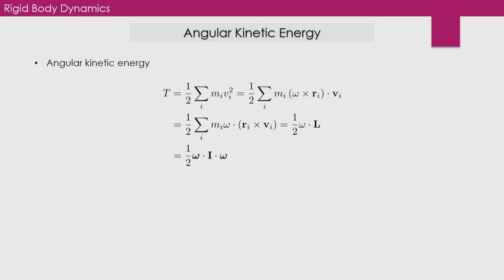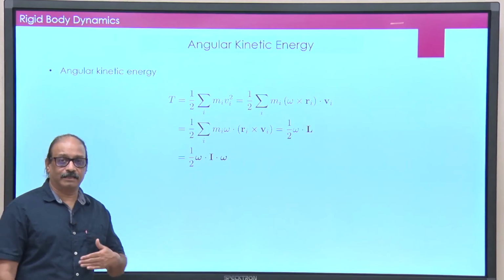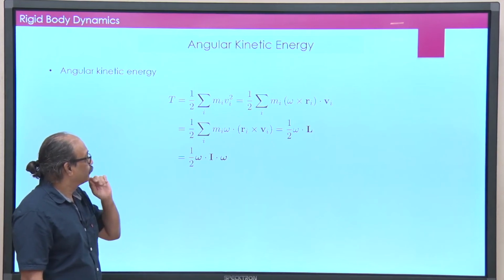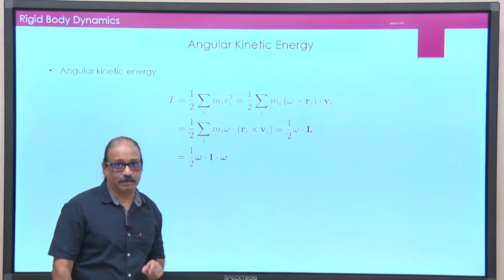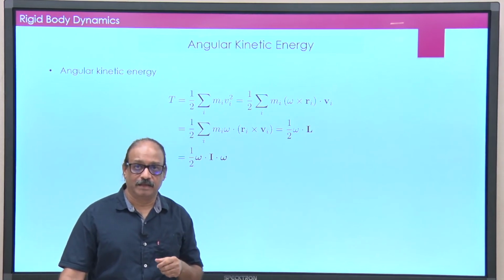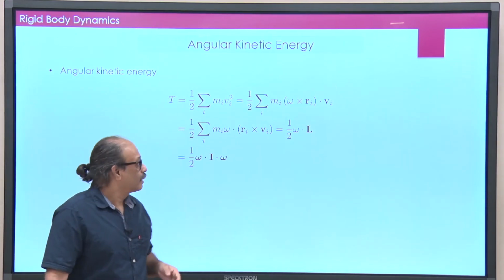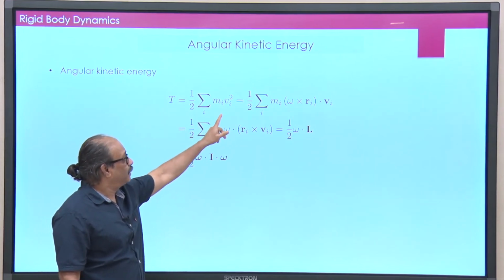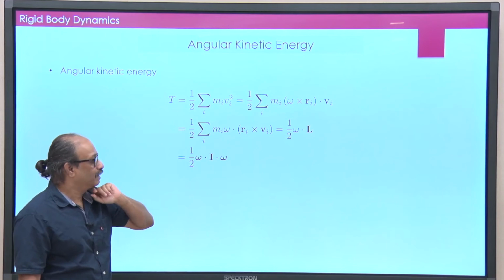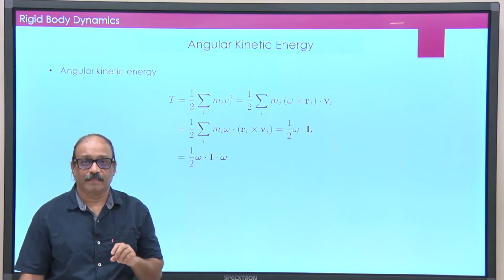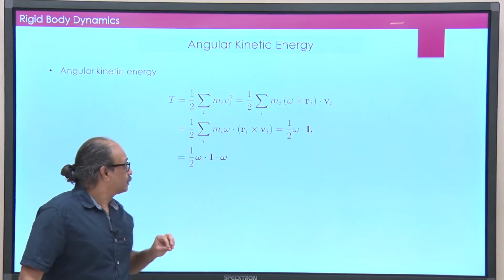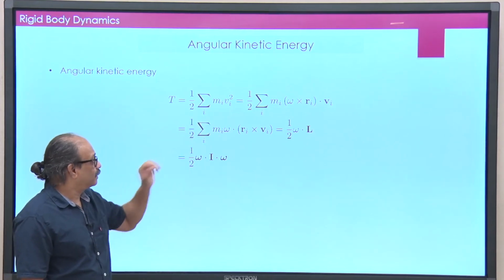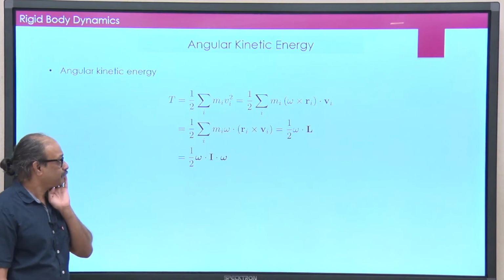So, kinetic energy, of course, in the same way that we calculated the angular momentum, the angular kinetic energy would be a sum over i. Now, remember it is a summation over particles. So, it is m_i v_i square into half, but remember v_i is nothing but omega cross r_i. Okay. So, you write that as omega cross r_i.